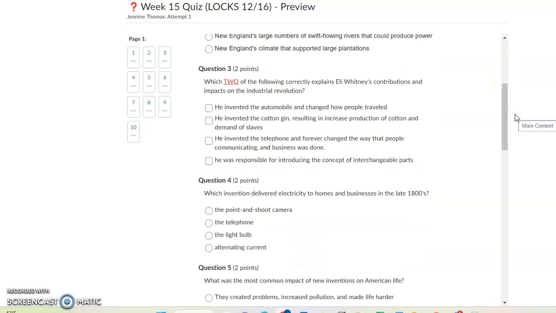Question number 3. Which two of the following correctly explains Eli Whitney's contributions and impacts on the Industrial Revolution? He invented the automobile and changed how people traveled. He invented the cotton gin, resulting in increased production of cotton and demand of slaves. He invented the telephone and forever changed the way that people communicated and business was done. And the last option, he was responsible for introducing the concept of interchangeable parts. Remember, you're looking for the two. It says which two of the following correctly explains Eli Whitney's contributions and impacts on the Industrial Revolution.